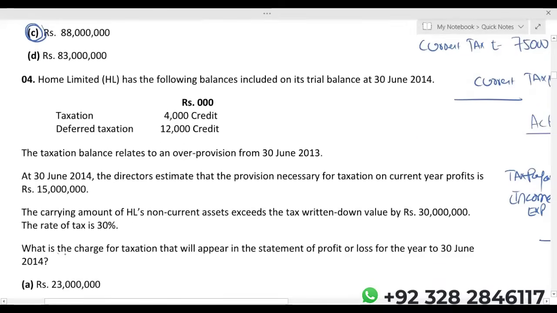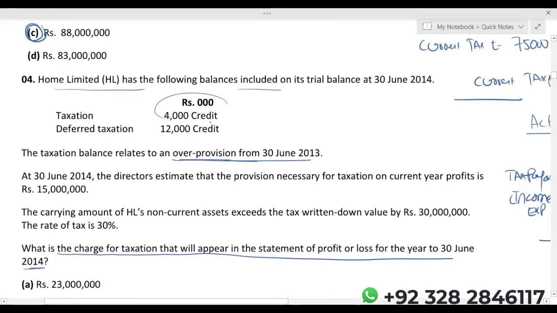Okay. What is the charge for taxation that will appear in the statement of P&L for the year ended 30th June 14? Let's see. Home Limited has the following balances, including a trial balance. The taxation balance relates to an over provision. So they are giving you an over provision, and they mention it on the credit side. At 30th June 14, the director estimates that the provision necessary for taxation in the current year is 15 million. The carrying amount of HL's non-current asset exceeds the tax written down value. Student, we have just discussed: if the carrying amount is more and the tax base is less, the difference is your taxable temporary difference. The taxable temporary difference multiplied by the tax rate will give you the closing deferred tax liability.